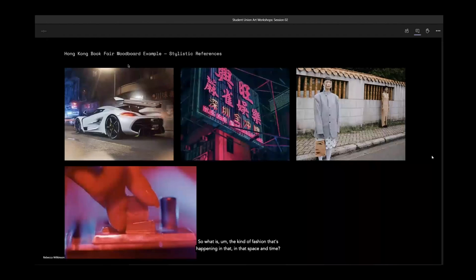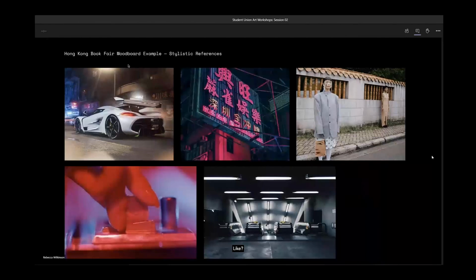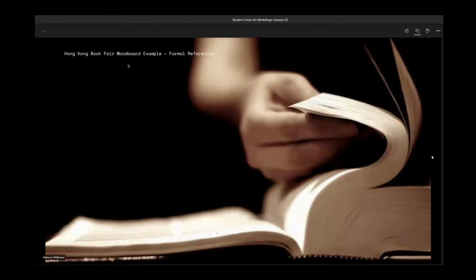So what is the kind of fashion that's happening in that space and time? And what's the built environment like? What are the interior spaces like? What is the lighting like? So these are all images that really reference a mood more than a specific form or a concept. So once I've done that, I want to start with formal references.